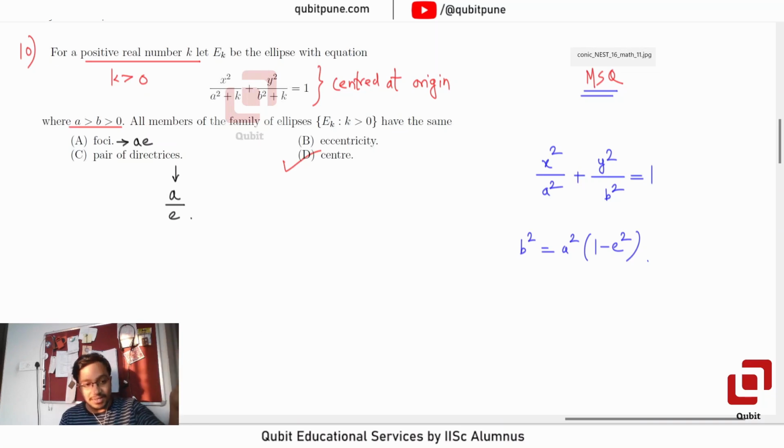Now in our case, what is b squared? It is b squared plus k, correct? Also, what is a squared in our case? a squared is a squared plus k. So let us put it here and try to find the expression for eccentricity. If it is independent of k, it would mean that all ellipses have the same eccentricity. If it depends on k, we have to conclude that eccentricity does not remain constant.